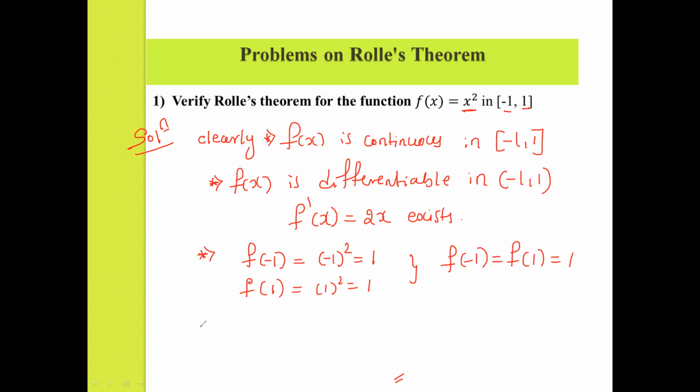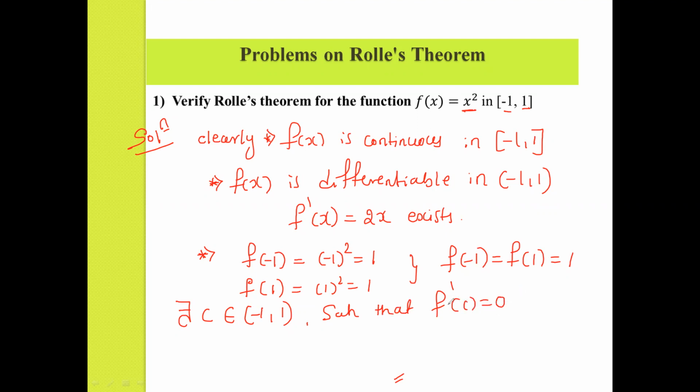Then we can easily tell that there exists at least one point C in the open interval -1 comma +1. And now our job is to find out what is the C value using Rolle's theorem. So if there exists a point C in the open interval -1 comma 1, Rolle's theorem says that f dash of c equal to 0.